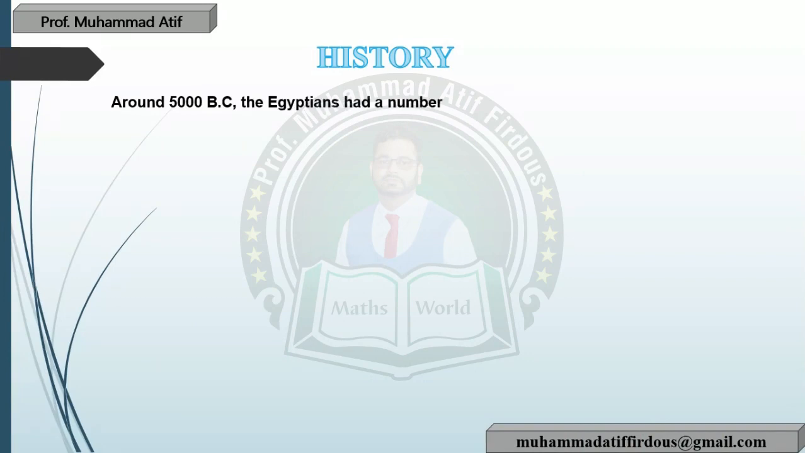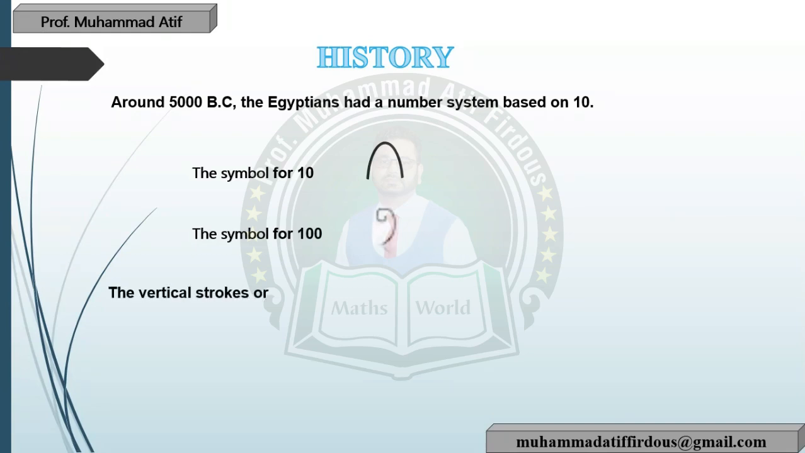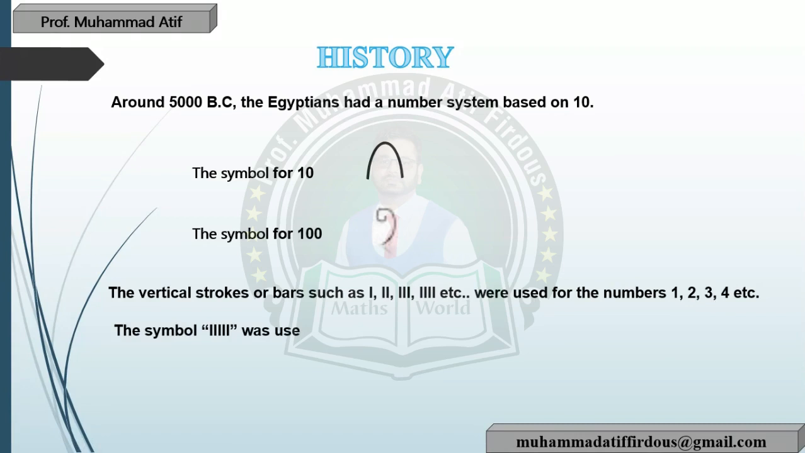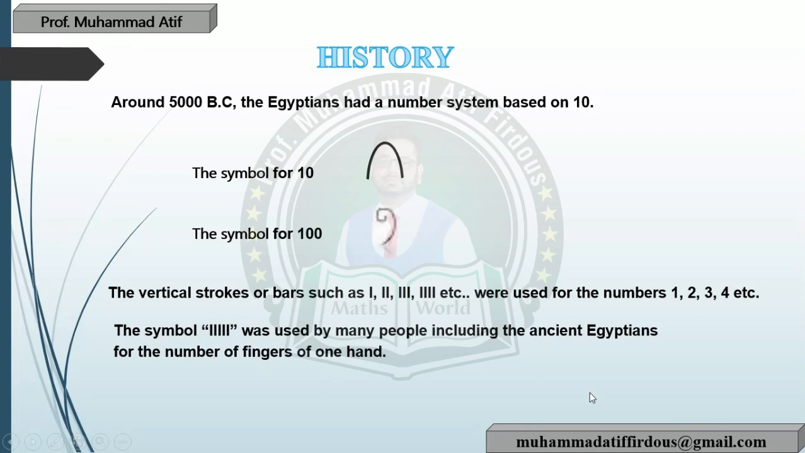Around 5000 BC, the Egyptians had a number system based on 10. They used this symbol for 10, and this symbol for 100. The vertical strokes or bars, such as 1, 2, 3, 4, were used for the numbers 1, 2, 3, 4, etc. The symbol of five vertical bars was used by many people, including the ancient Egyptians, for the number of fingers of one hand.